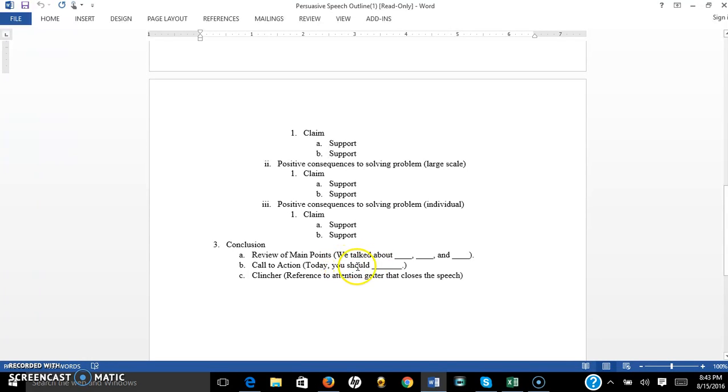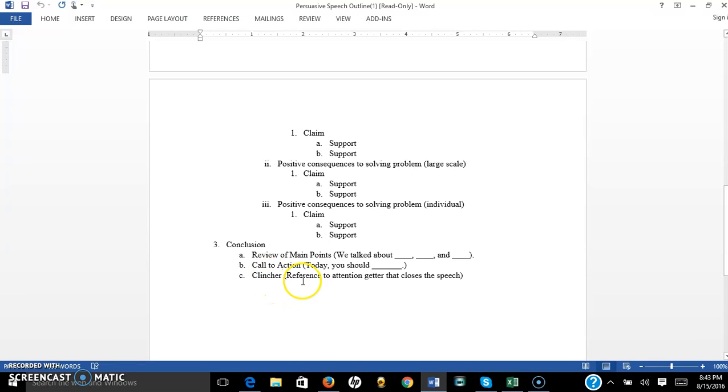So today you should email your senator. Today you should donate to cancer research. Today you should help me legalize marijuana. Whatever the main thing that you want your audience to do, sum it down to that one short statement. That's your call to action. It drives home exactly what you want your audience to do after this speech.